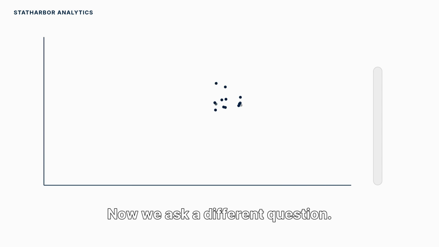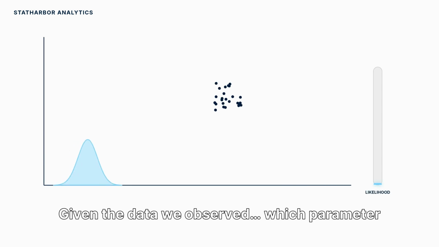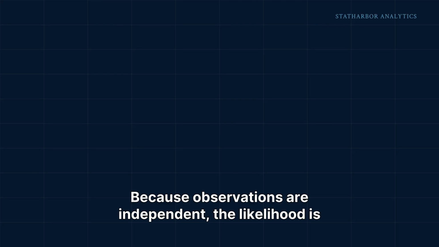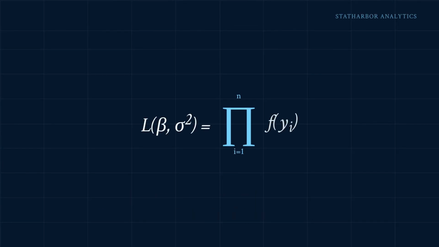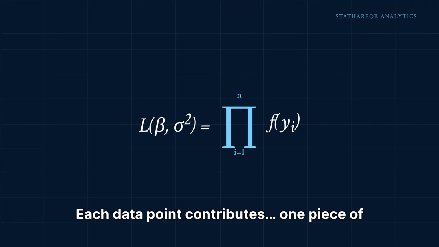Now we ask a different question. Given the data we observed, which parameter values make this data most likely? Because observations are independent, the likelihood is the product of individual densities. Each data point contributes one piece of evidence.